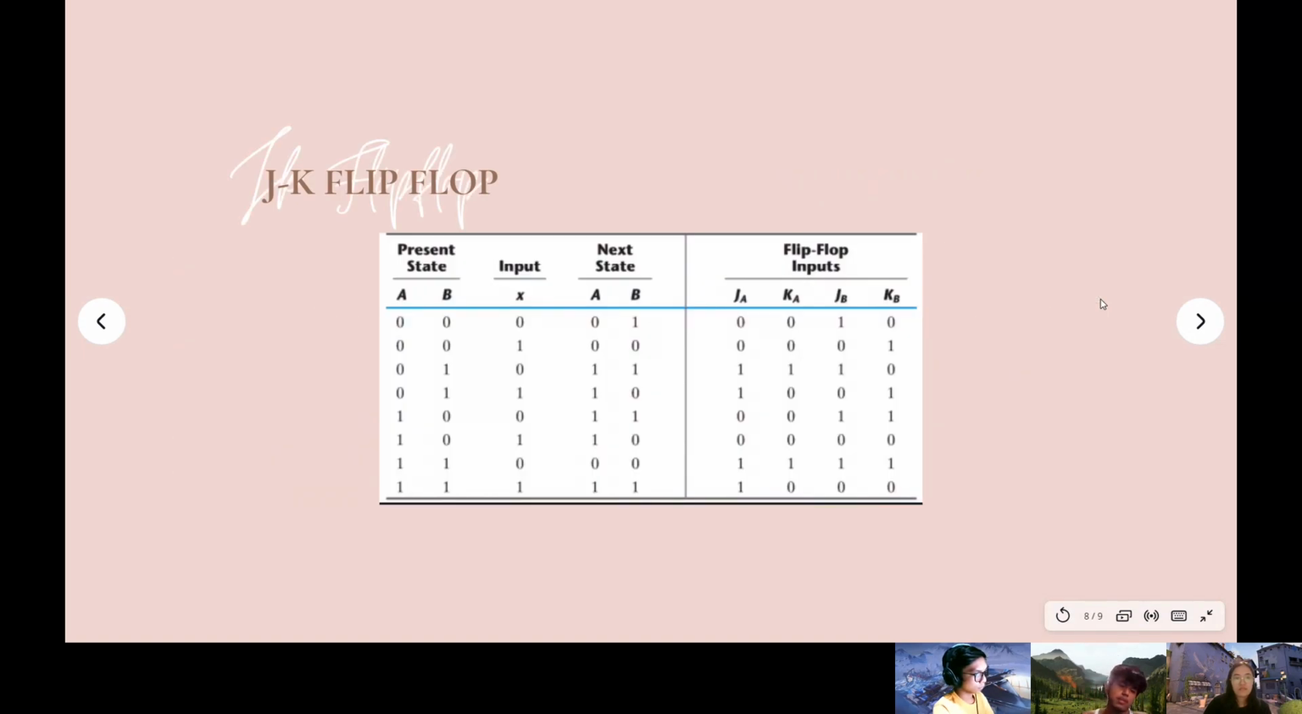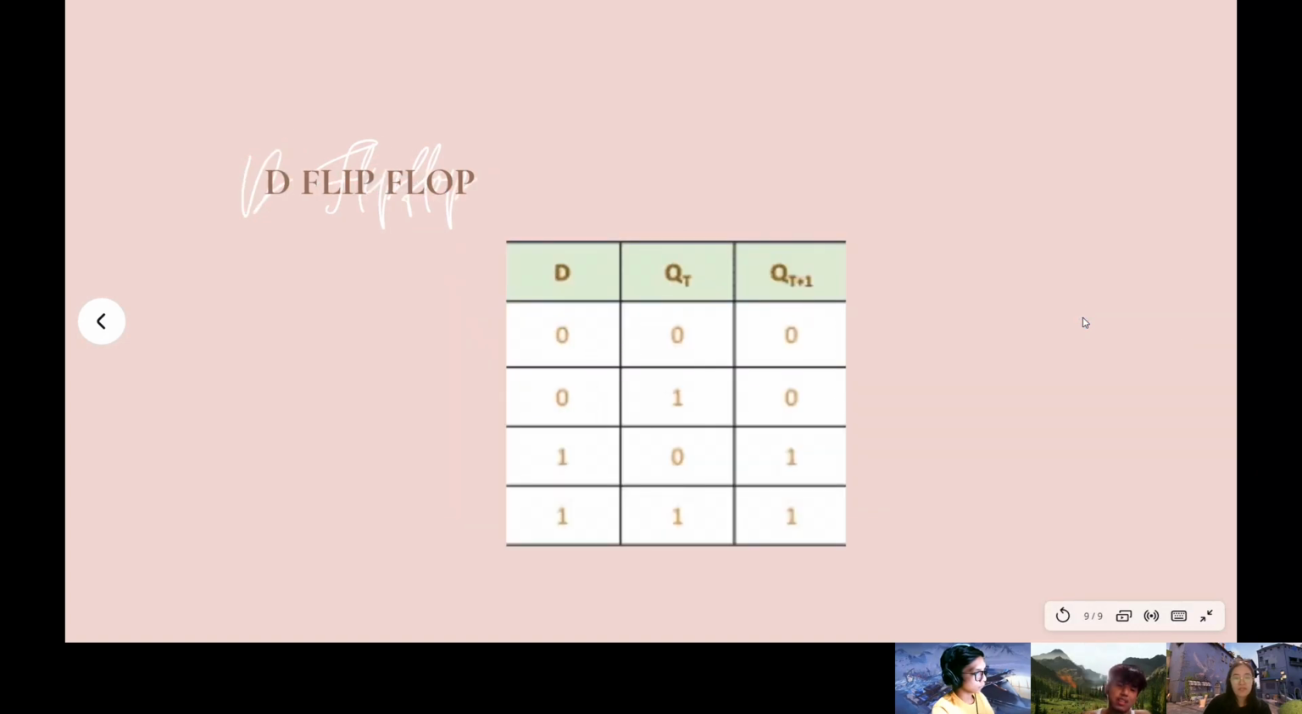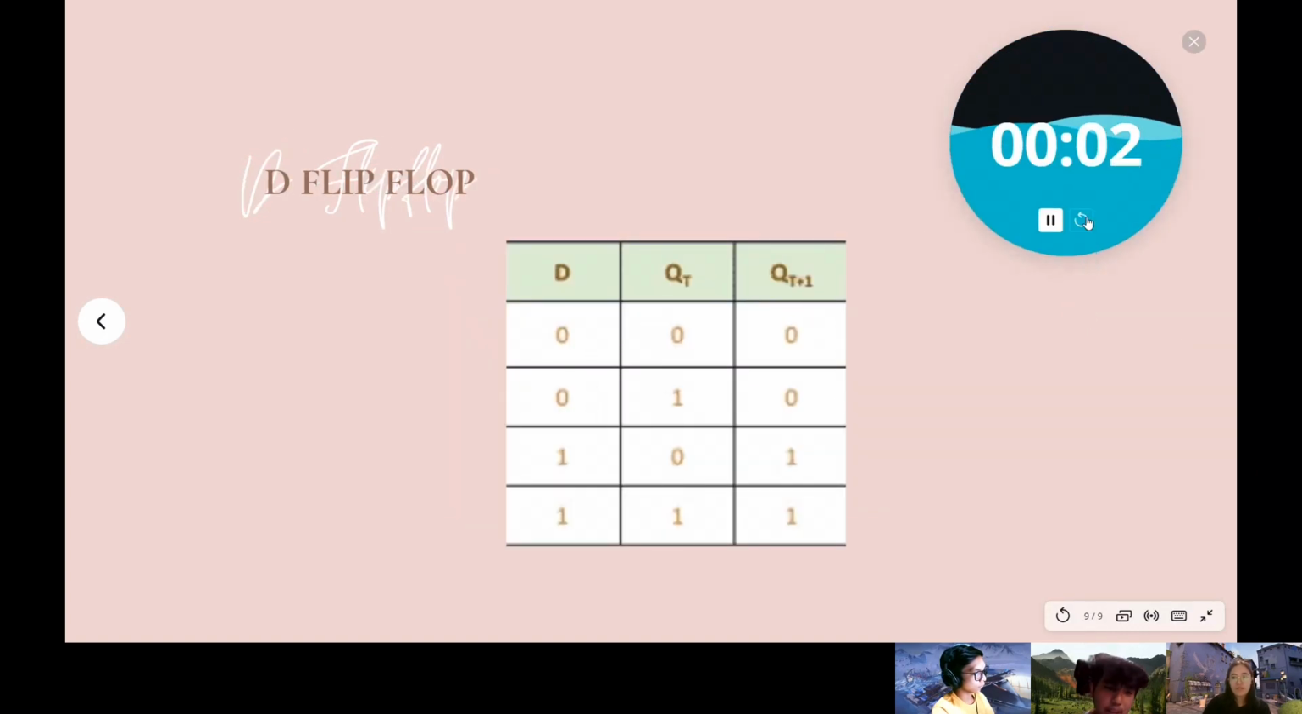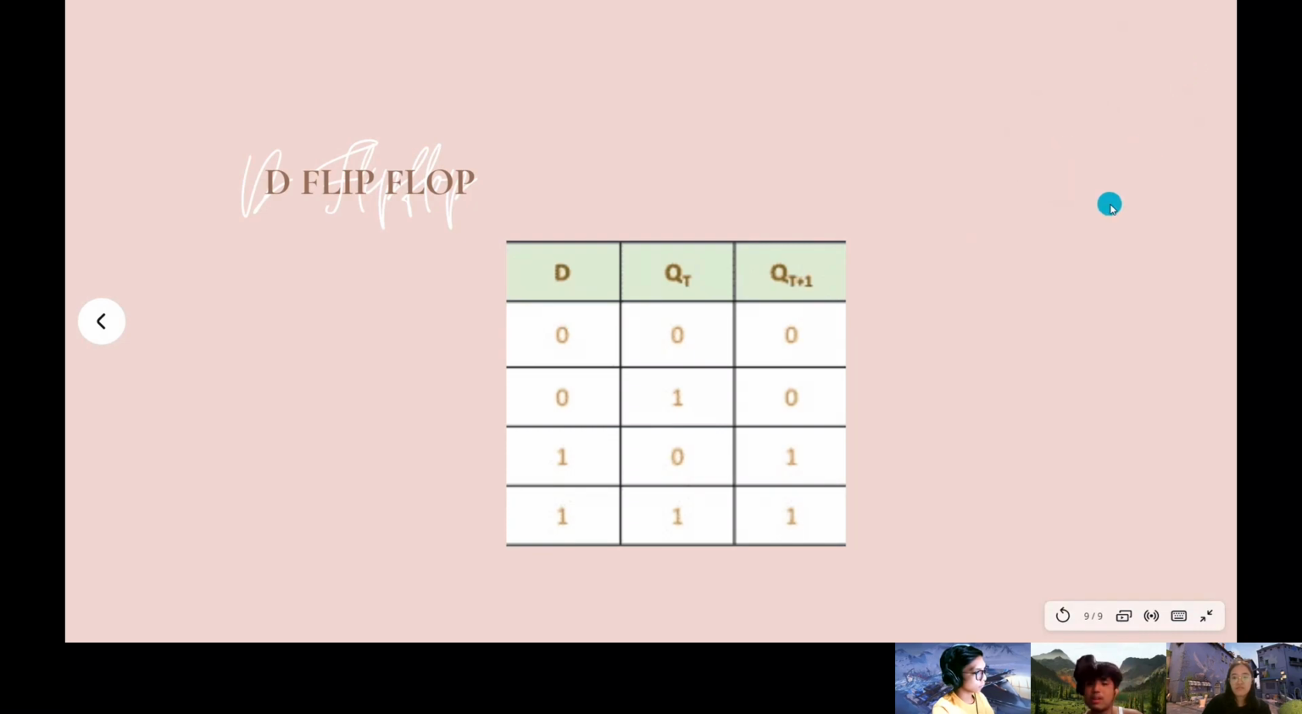So here is the representation of a JK flip-flop with their respective input and output. Next, here is the representation of a D flip-flop table with their input and output binary numbers.